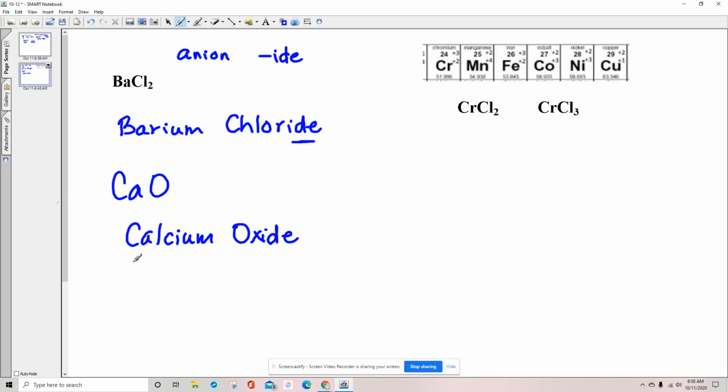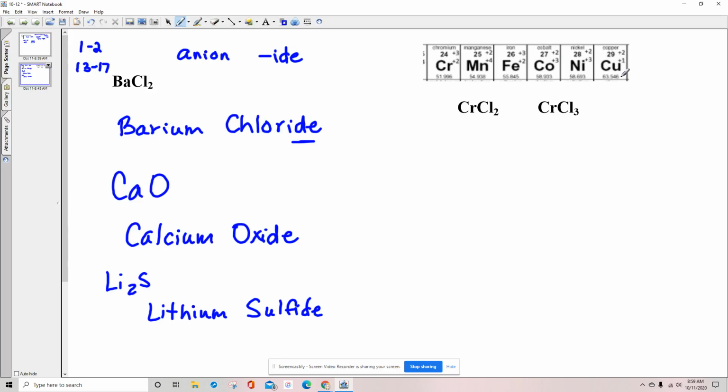And then we can do, see, that would be Li2S, and that one would be lithium sulfide. Okay. Now, those are pretty easy because those are all going to be in columns 1 through 2, and then starting with boron, which is 13 through 17. So those are pretty easy to work with.